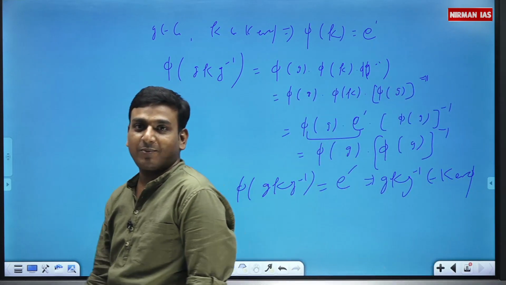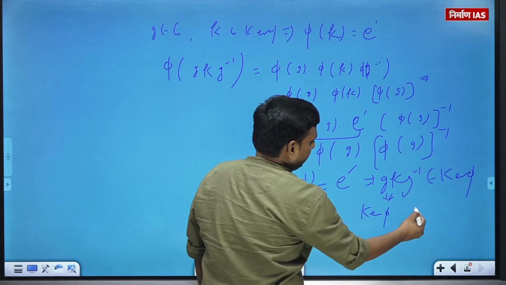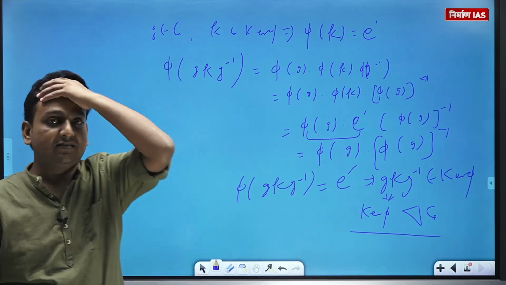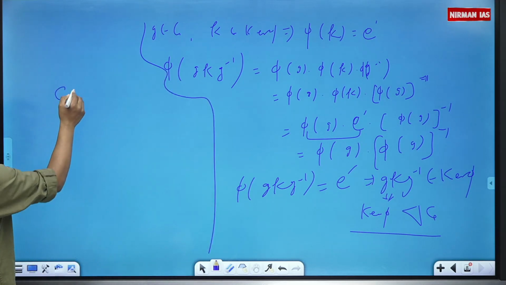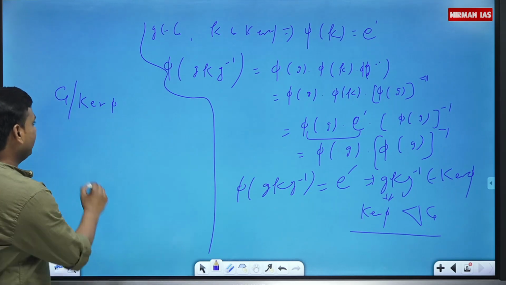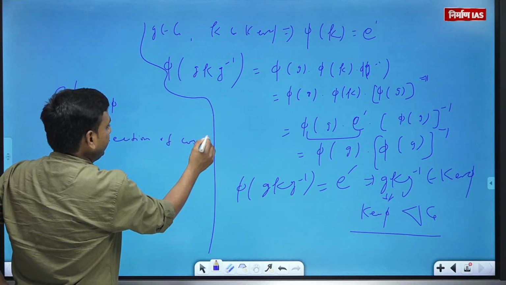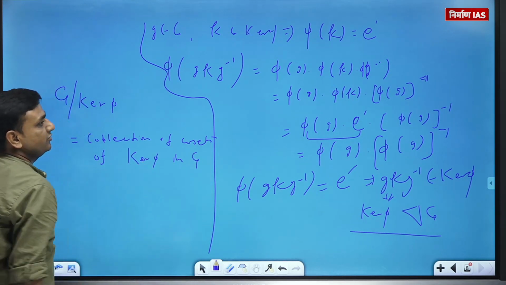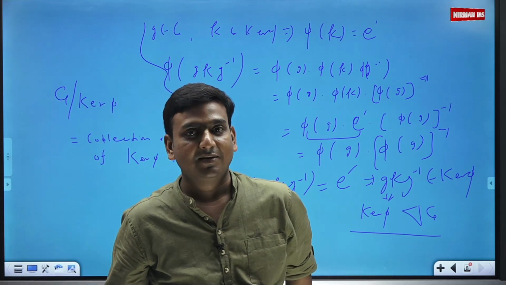And what is the definition of a normal subgroup? This implies kernel phi is a normal subgroup of G. So once kernel phi is a normal subgroup of G, now we are free, or able, to define a quotient group G by ker phi. What will this be? This will be the collection of cosets of ker phi in G. Is that clear or not? Everyone? Fine.